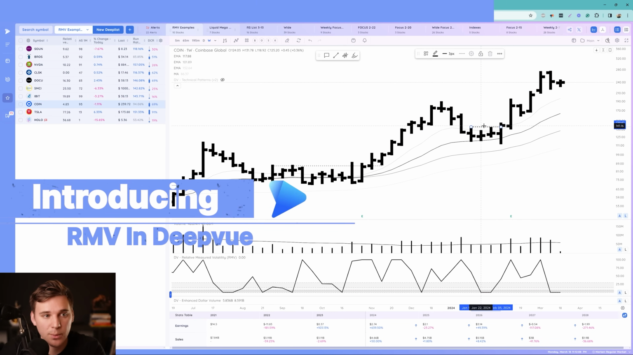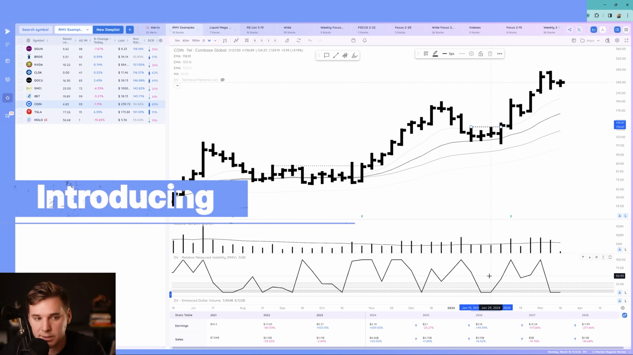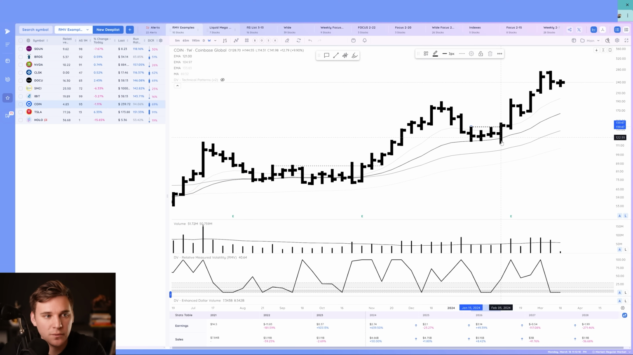A lot of people have trouble identifying the key level, the key pivot up the right-hand side of the base. This is a really nice way to do that. Wait for RMV on a weekly or daily to go to zero, and then look for significant highs.